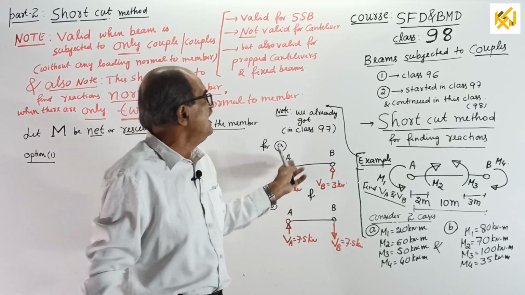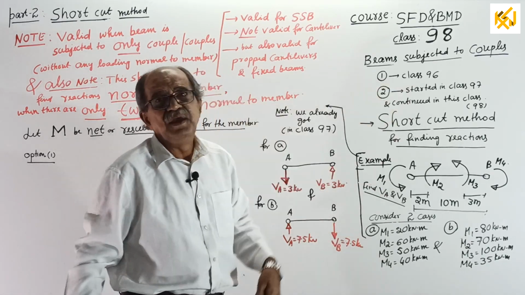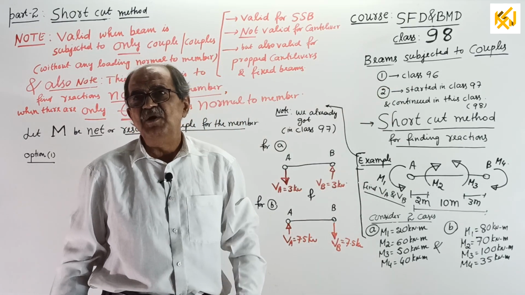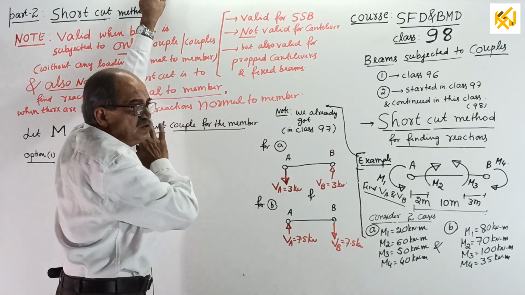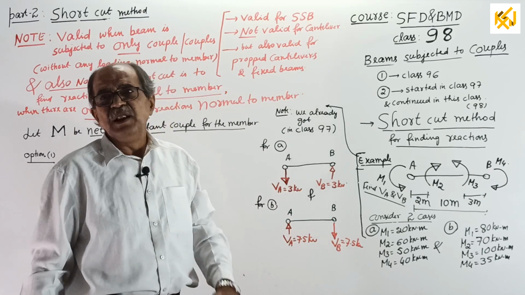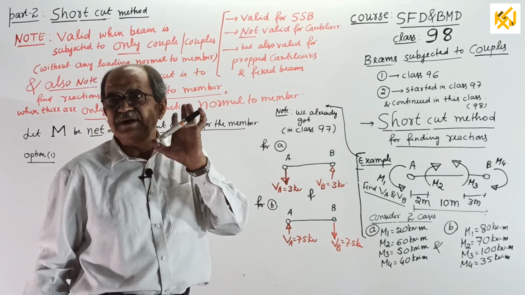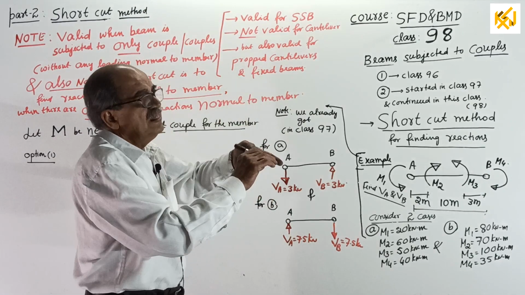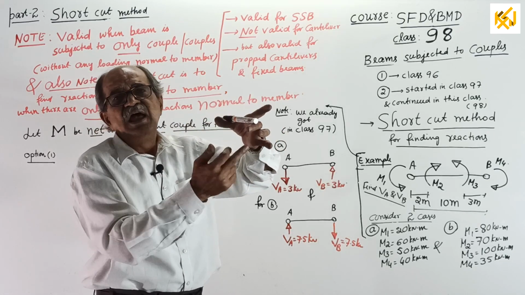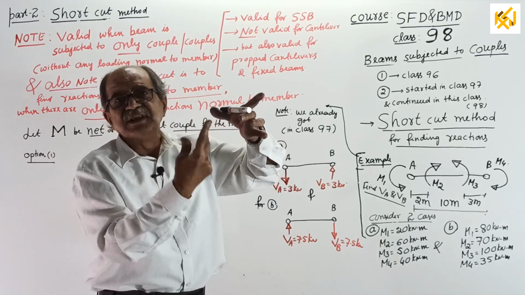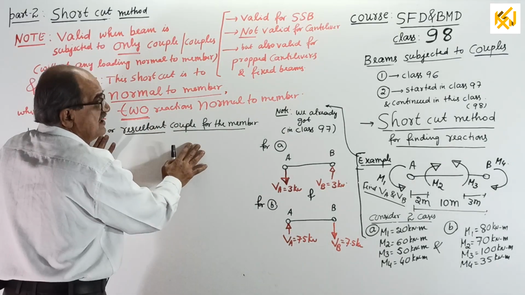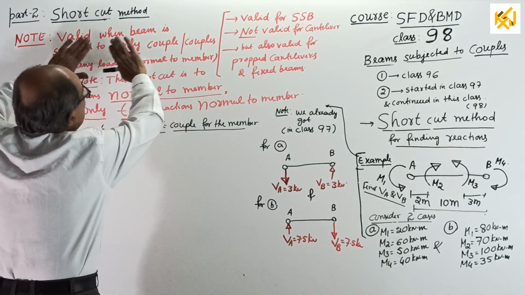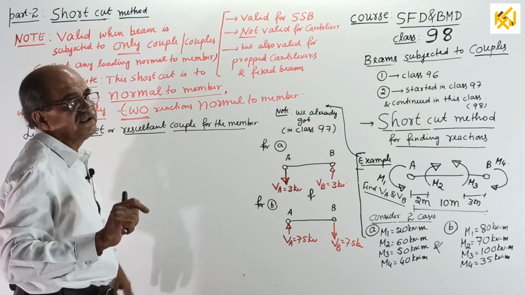That I will tell once again in class number 99, where I will consider cantilever. I will explain once again. For cantilever, the shortcut method is not applicable. Their behavior is completely different. So remember, there should be 2 reactions and also only two reactions normal to member. Those who are serious and sincere, they will make all these notes in bold letters.